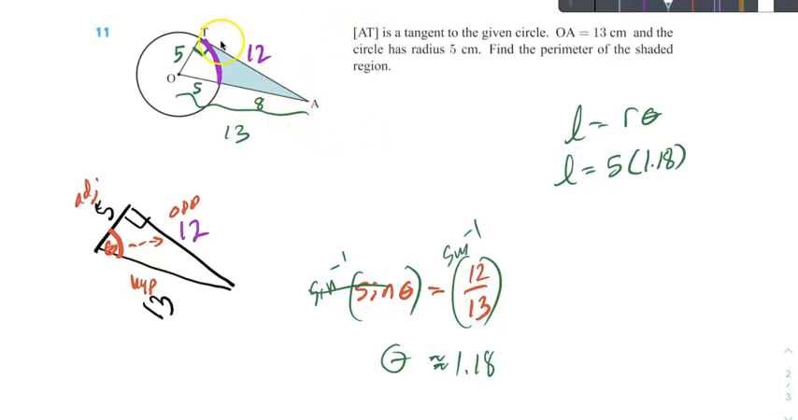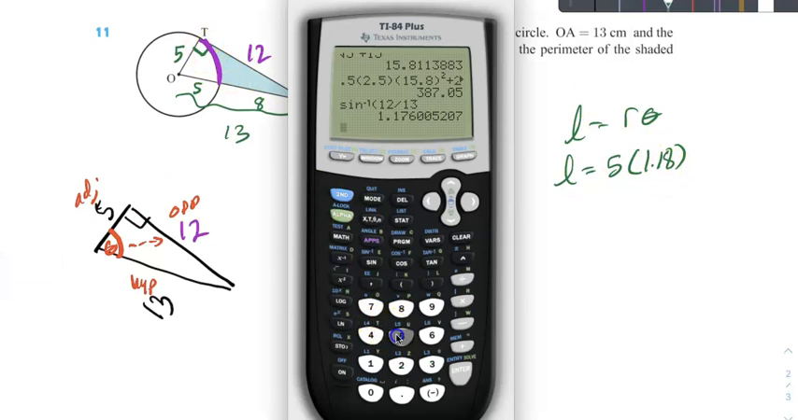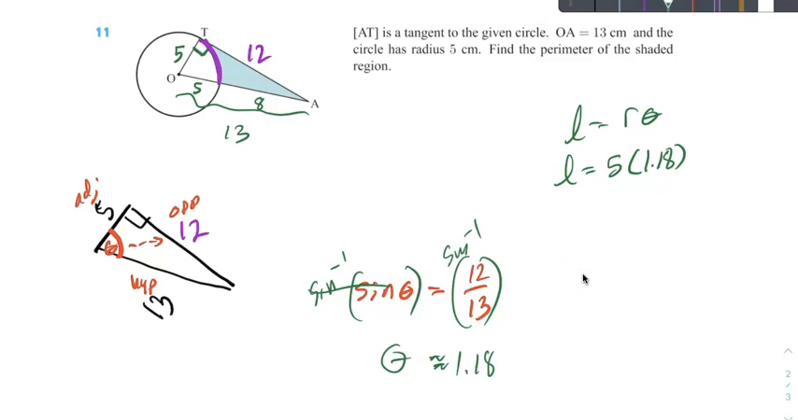So, remember when they ask for perimeter, it's how do you enclose the area? You enclose it by doing this arc here, this line here, and that line there. That's a perimeter. It encloses the area. So I need to find the arc length, which is this. I'll put that in my calculator since I'm here. So 5 times 1.18, you get 5.9. So L equals 5.9. We just have to add it to 12 and 8 to get the perimeter.